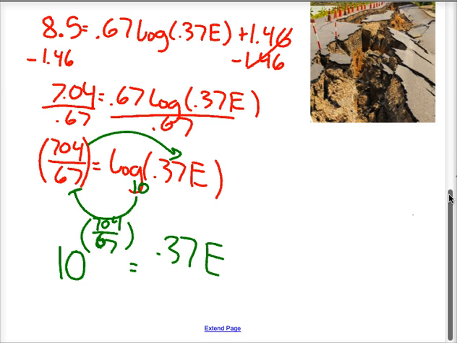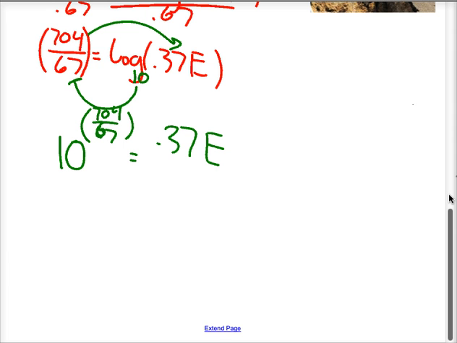All right, now we can start doing these calculations. So 10 to the 704 divided by 67, and again, make sure you keep that in parentheses. What our calculator tells us is 3.22 E10. Now, I will deal with that in just a moment. I will explain to you what that means. But right now, that's kind of what my calculator is telling me.